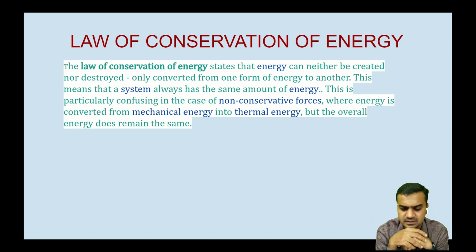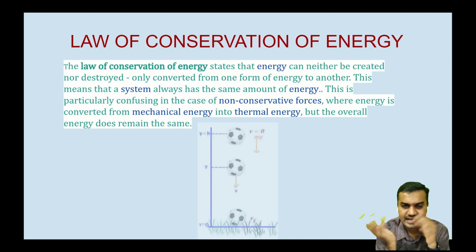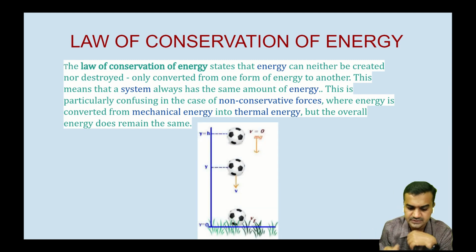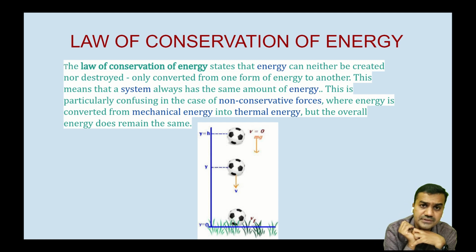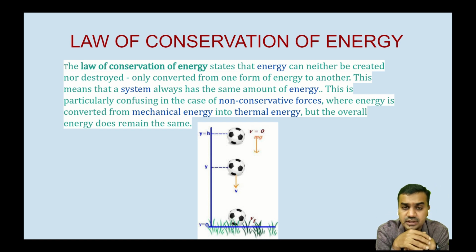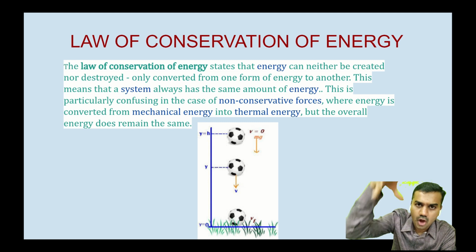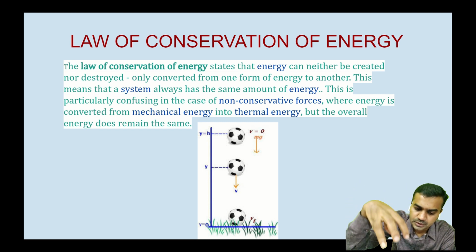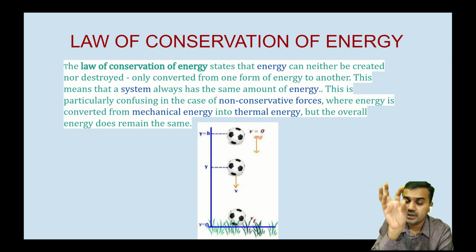Again, there are two types of forces, based on energy: conservative forces and non-conservative forces. In some cases, one form gets converted to another form. For example, take a football falling towards the earth. Initially, the football is at rest, which means the entire energy is potential energy. When you drop the football, it starts moving towards the earth. Slowly its kinetic energy increases, its velocity increases, but its potential energy decreases.